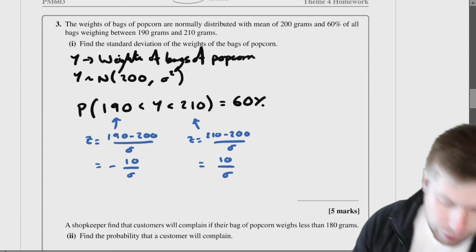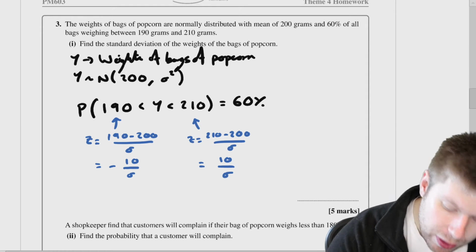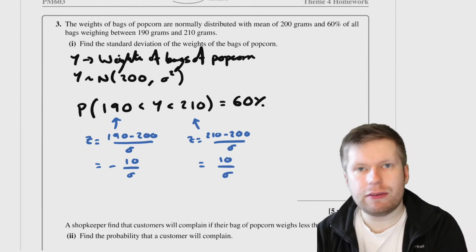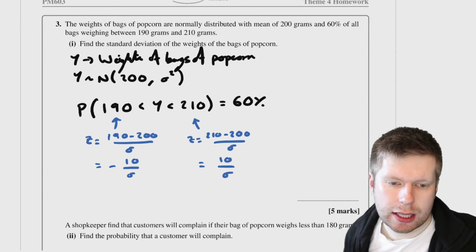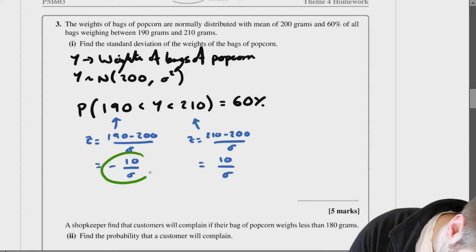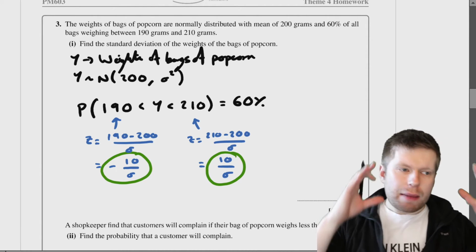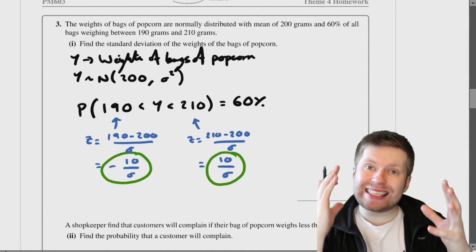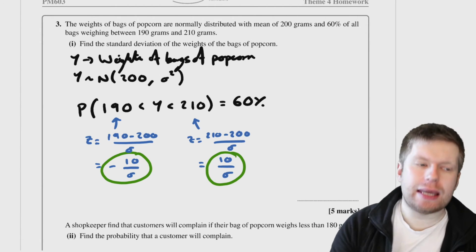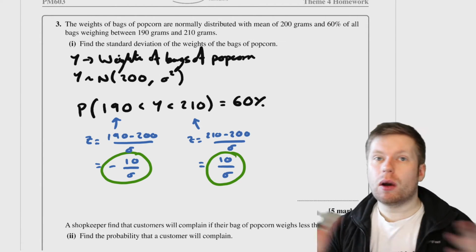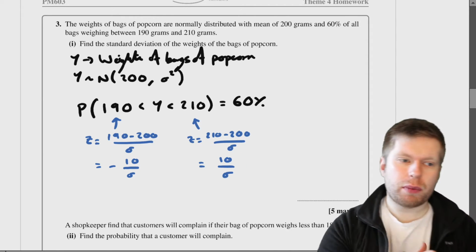Now again, very similar to what we were looking at in 2 part B. Remember that Z represents the units of standard deviation from the mean that each of these values lie, so 190 and 210 in this case. Because one is just the negative of the other, it means that 190 and 210 lie the same number of standard deviations from the mean as each other. It's just that one is below the mean and one is above the mean.